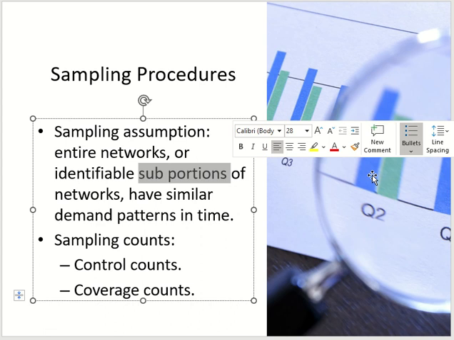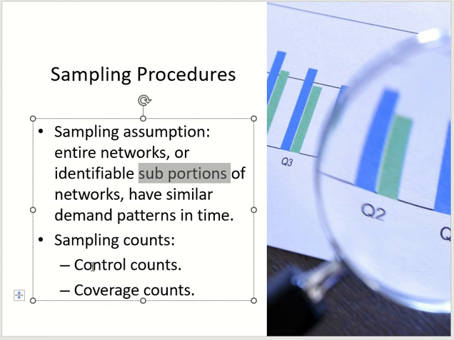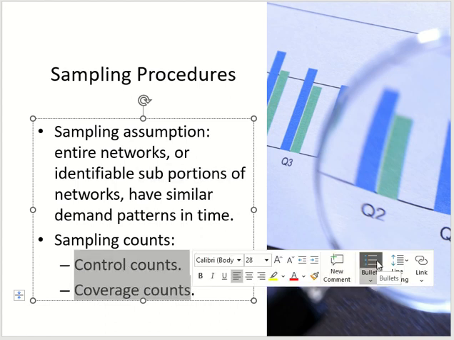Okay, and in a different area the same type of highway will become another portion of your network. Now in each portion, or sub-portion, you will take two types of counts. We call them control counts and coverage counts. What is the difference between them?